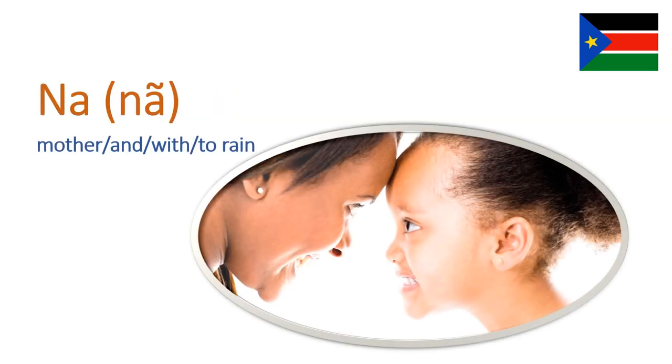Na, na. This word can mean many things. It can mean mother, nako, his mother. It can also mean with or and. Muye nani, come with it together. It can also mean to rain. Mai nana.